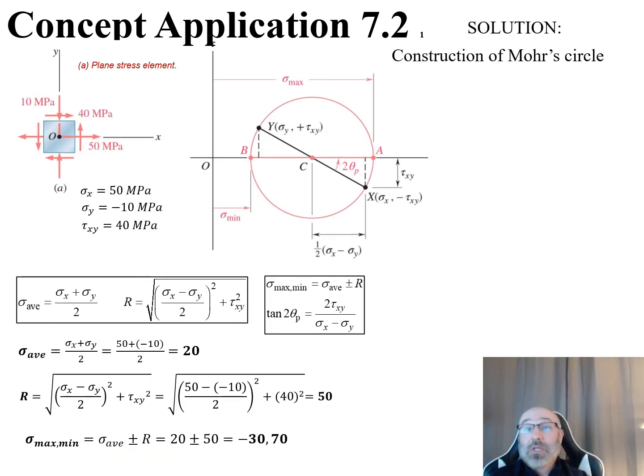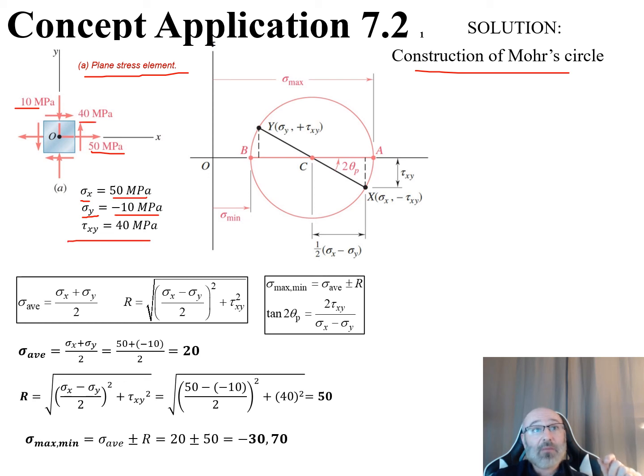So now let's actually begin our construction of Mohr's circle utilizing this plane stress element right here. From this plane stress element, let's take a minute and write this out. It's going to make our lives a lot easier as we go through our solution to clearly have these labeled. So we have our sigma sub x is equal to 50 MPa. We have our sigma sub y is equal to negative 10 MPa, and that's going in our negative y direction, hence the negative sign. And our tau xy is equal to 40 MPa. So that's all the information that we're going to need in order to create our Mohr's circle.